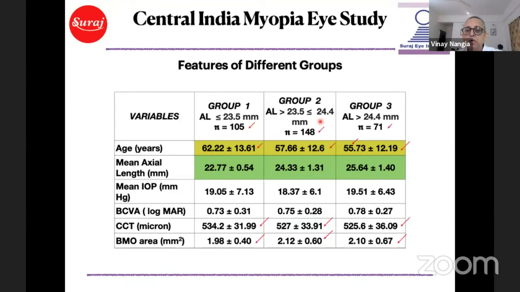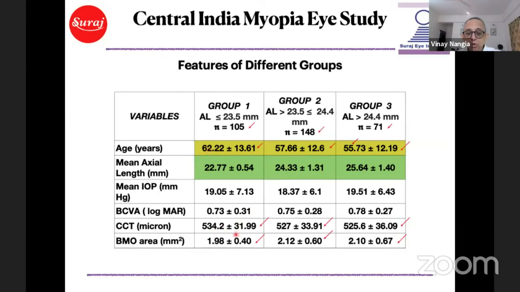And when it went beyond 23.5 to less than 24.4, that's 2 standard deviations. And then group 3 was axial length of more than 24.4 millimeters. So you find that there were many more patients that had an axial length of more than 23.5 millimeters in this study group from our clinic, indicating that axial length has a significant influence in the development of glaucoma. The second important thing was that these patients with myopia were significantly younger than patients that did not have myopia and fell into the normal axial length group.